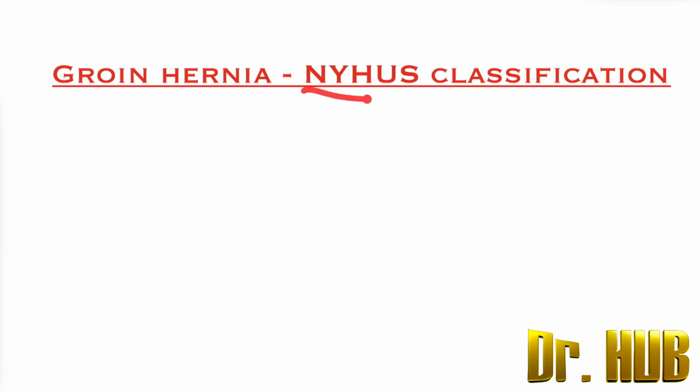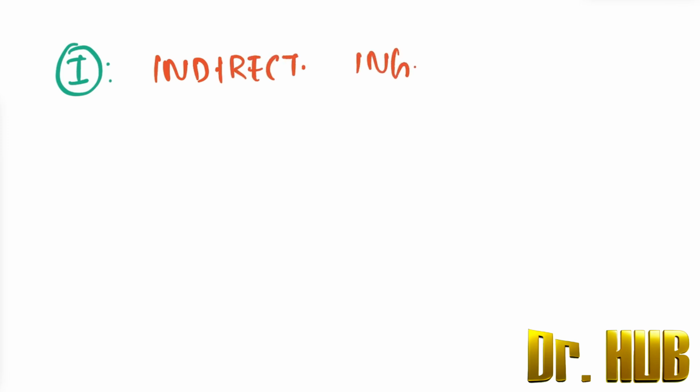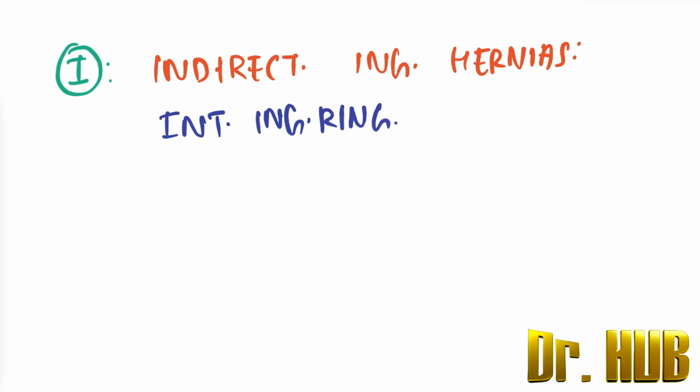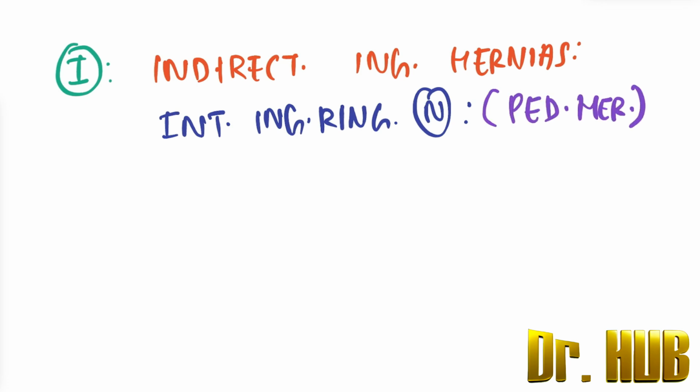Groin hernia, and we are looking at the Nyhus classification. This is divided into 4 categories. The first category includes the indirect inguinal hernias, where the internal inguinal ring is normal. An example is the pediatric hernia.